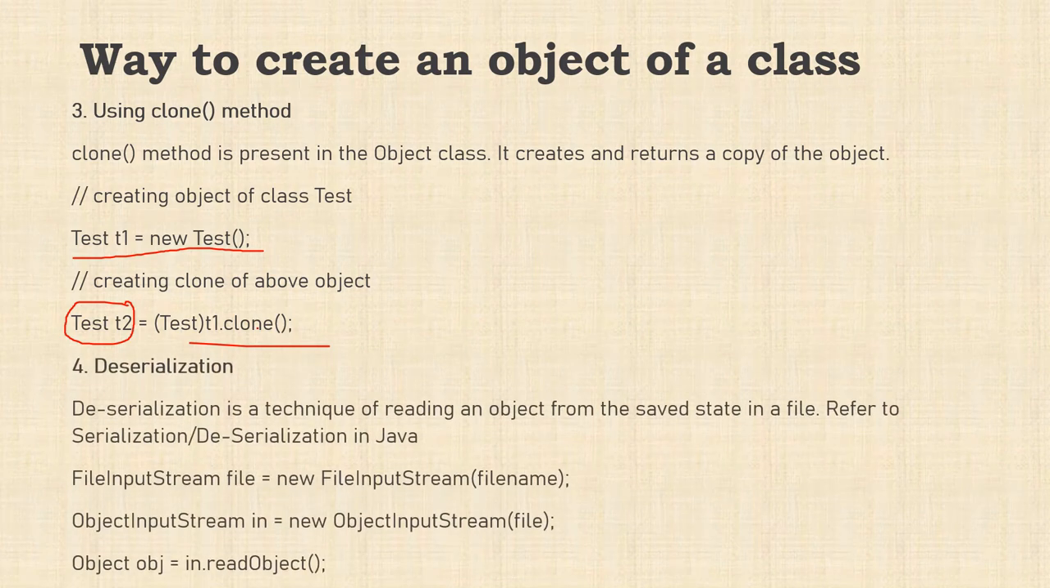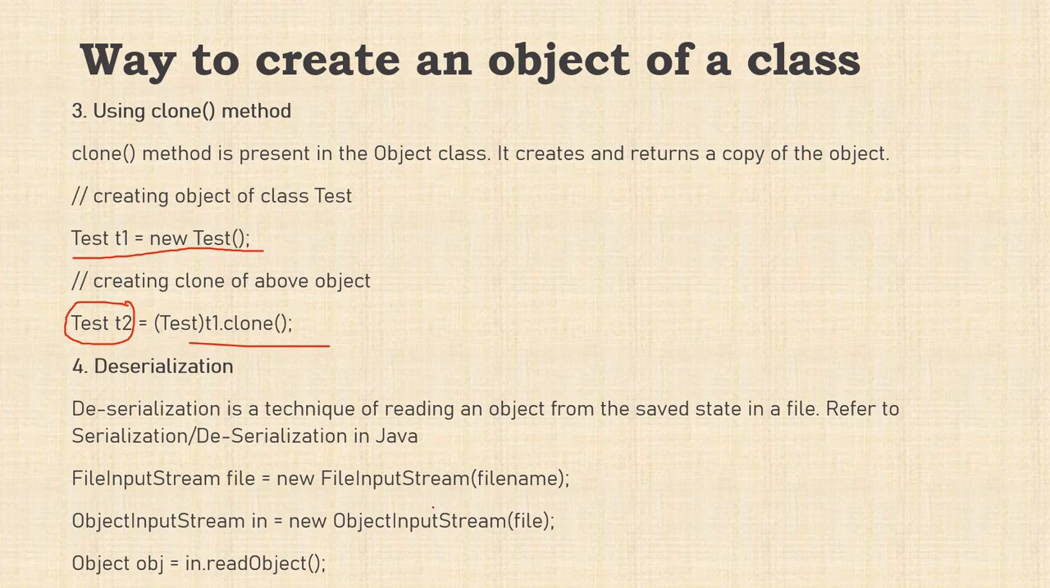And we have the fourth method: with the help of deserialization we can also create. Deserialization is a technique of reading an object from a saved state in a file. You know serialization and deserialization; if you don't, I have already made a video on serialization and deserialization, you can go and watch. At the time of deserialization, you can make the copy.